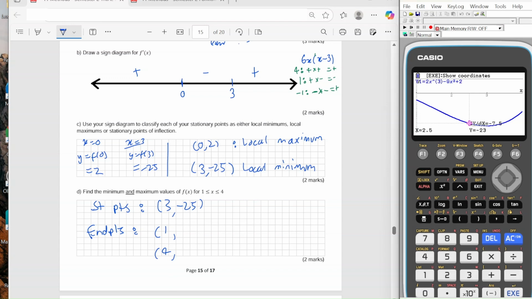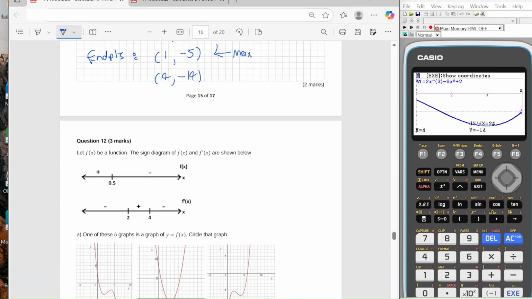So if we trace at 1, we get minus 5. And if we trace at 4, we're going to get minus 14. So it looks to me like this is the max value, and that is the min value. So this is just purely based on the y values of those points. Minus 25 is the lowest one, minus 5 is the highest one.